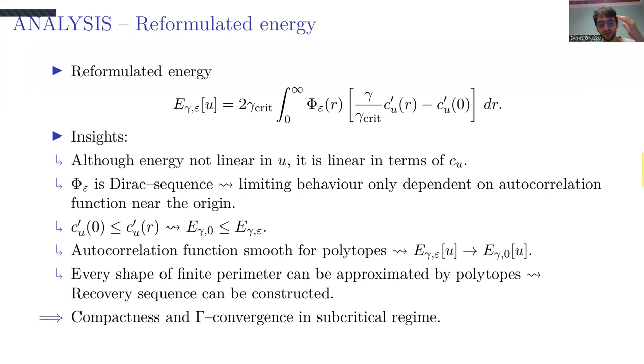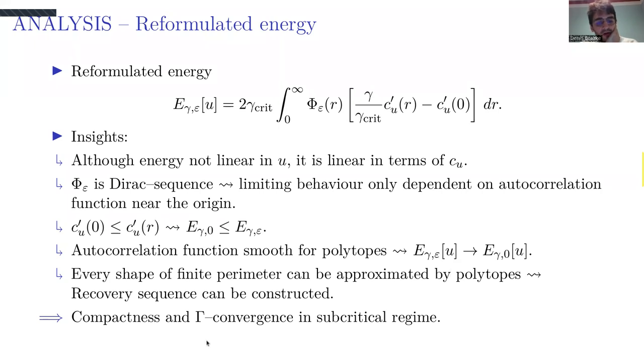But on the other hand, if we go to polytopes, which we know are smooth, we can do the formal calculation, then they are rigorous because we are smooth enough. And we can show that we have this lower bound, but we also are optimal because we're converging as epsilon goes to zero. So here we are basically done in the subcritical regime, because in the subcritical regime, we see here that we have a lower bound.